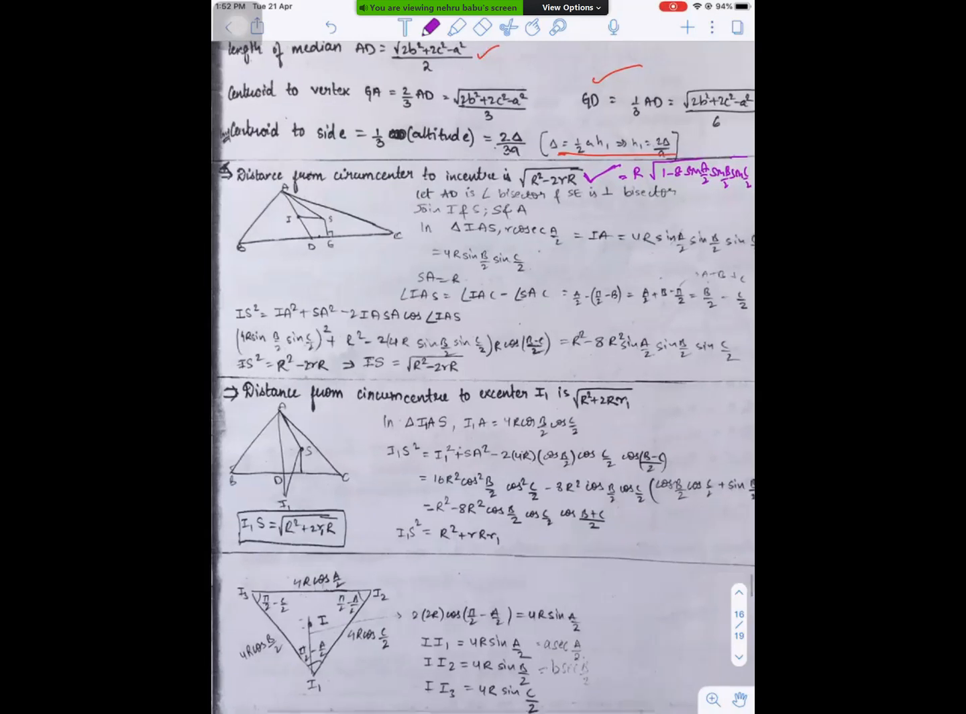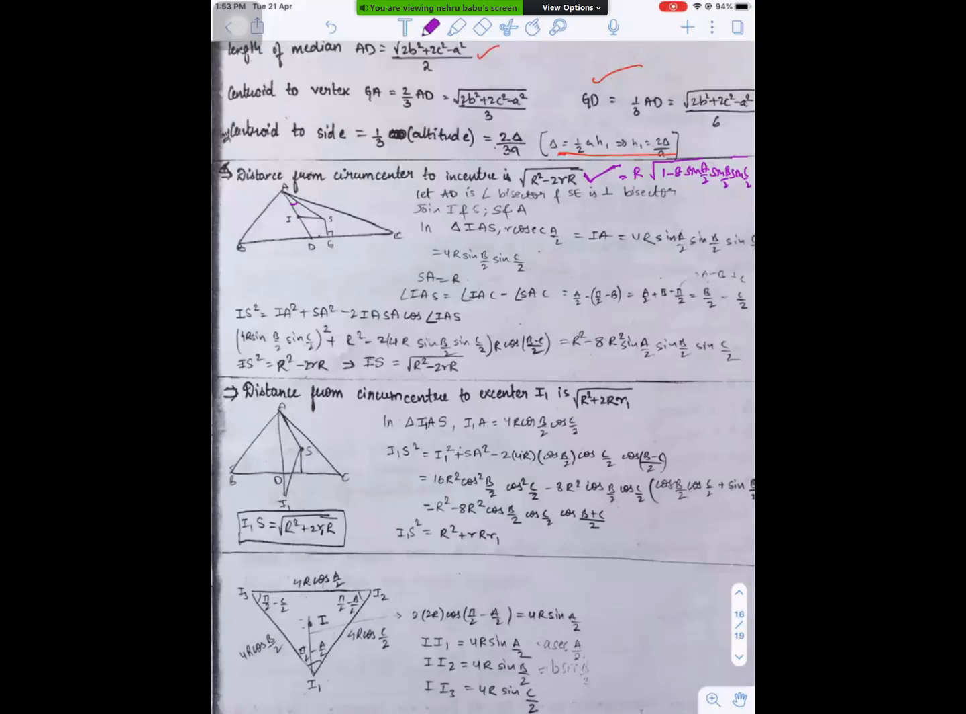If you see the proof, what we did is we joined the incenter to the vertex and the circumcenter to the vertex. We have to find the distance IS, and we know the lengths IA and SA, so we try to find the angle IAS. In this diagram the order may be different, because SA may be on the right side or left side of AI depending on the angle. But as we are using the cos rule, it won't affect our problem.